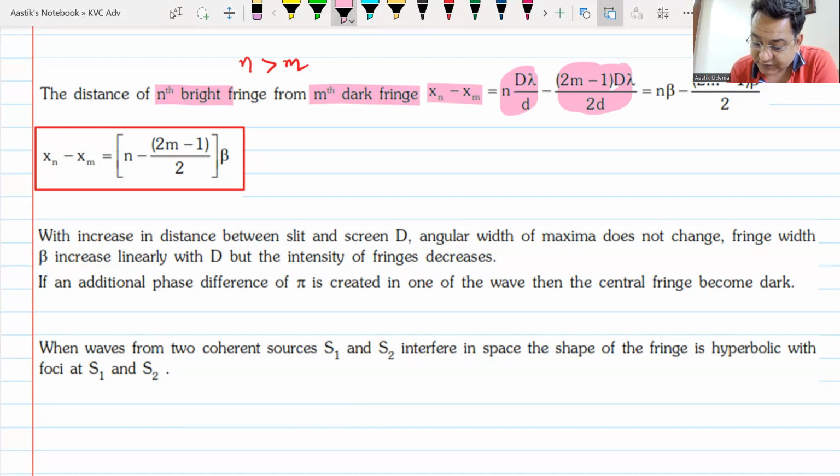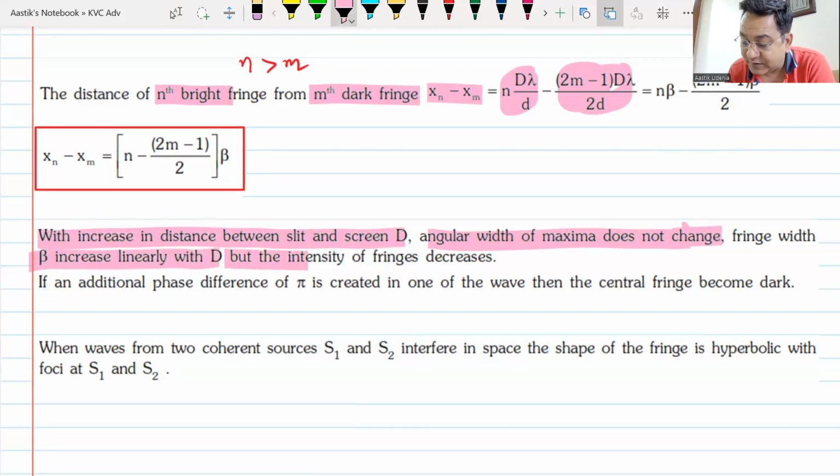Then with an increase in the distance between the slit and the screen, the angular fringe width of maxima does not change. Fringe width beta will increase, but the intensity of fringes will decrease. If you go farther and farther, the light will become less and less intense.